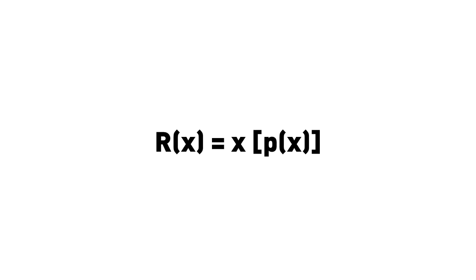The revenue function is the total income from producing units. The total revenue is obtained by multiplying the price per unit and the number of units sold, and is expressed as R of x is equal to x times P of x, where x is the number of units sold, P of x is the price per unit, and R of x is the revenue function.